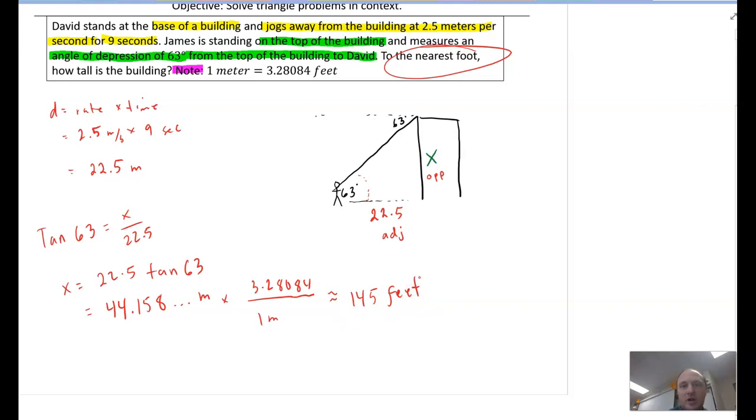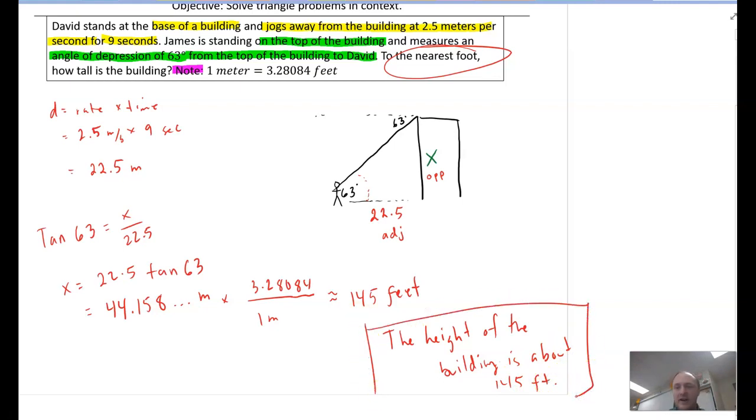Okay, so what is our conclusion? Our conclusion is the height of the building is about 145 feet tall. And there you have it.